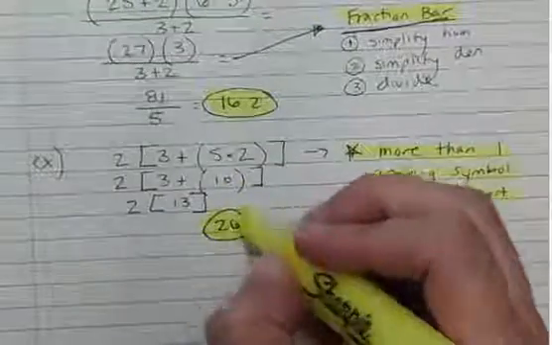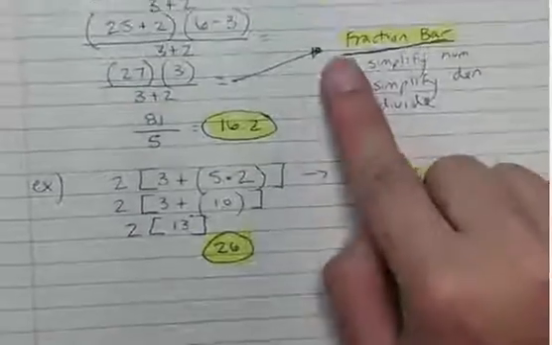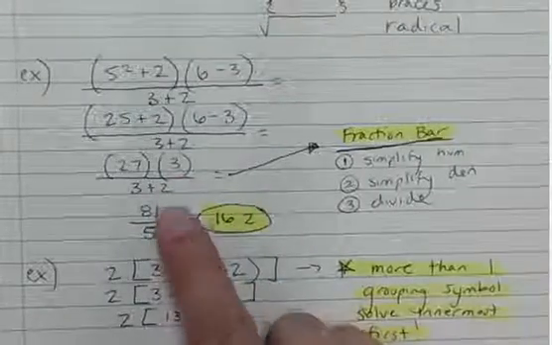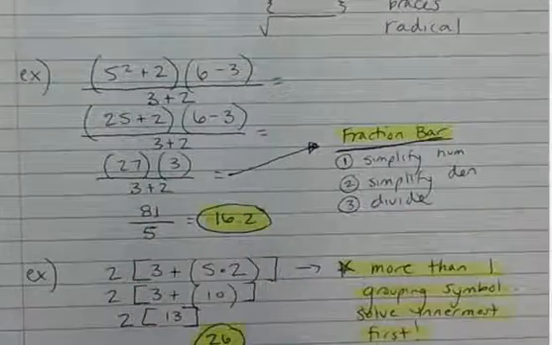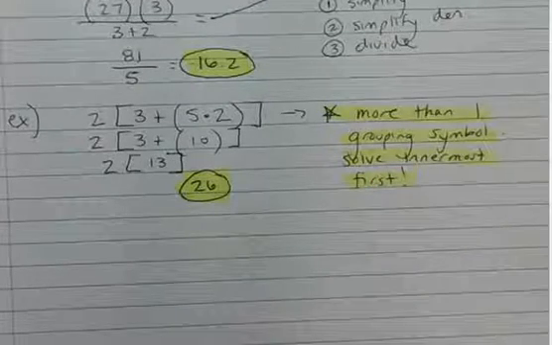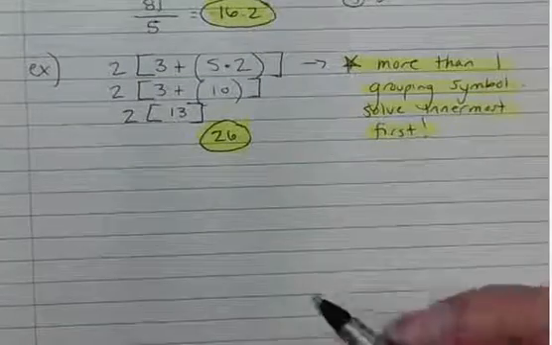Okay, so just a couple little things with grouping symbols in our GEMS in algebra. Whenever you have that fraction bar, we're simplifying the top to one number, simplifying the bottom to one number, and then dividing. And then whenever we have more than one grouping symbols, we want to start off by solving the innermost first. Okay, one more before we move on to absolute value.